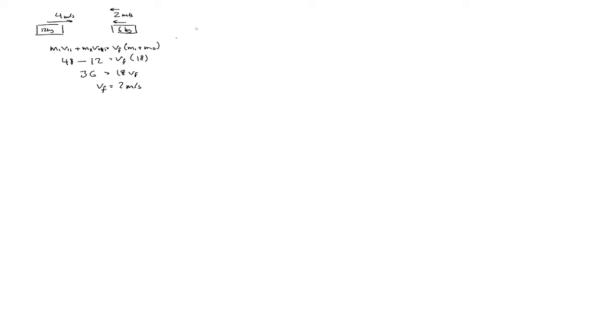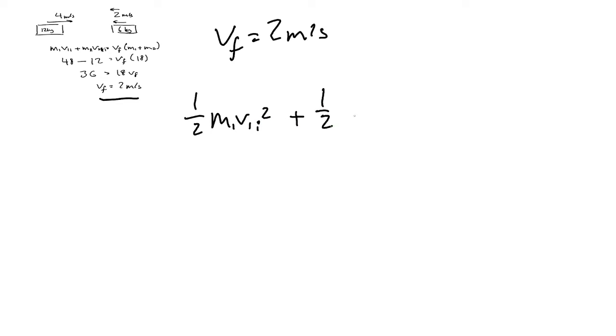Okay, so now that we have our final velocity is equal to 2 meters per second, we can use our conservation of energy equation back there, which is 1 over 2 m1 v1 initial squared plus 1 over 2 m2 v2i squared. Sorry, this is getting a little bit funky today. It's going to be equal to 1 over 2, and since both of these have the same velocity, we could just take the velocity out, times m1 plus m2.